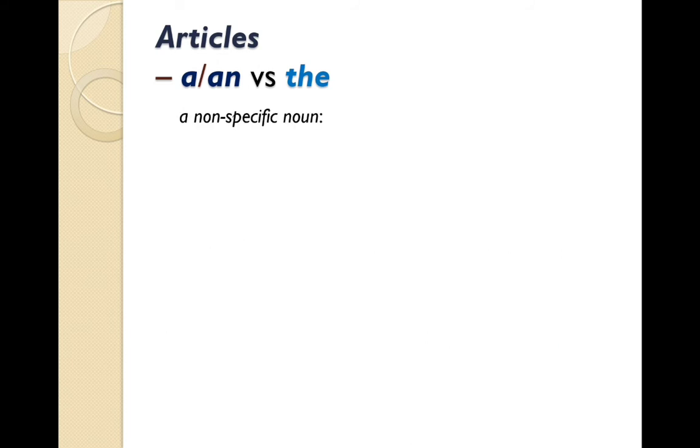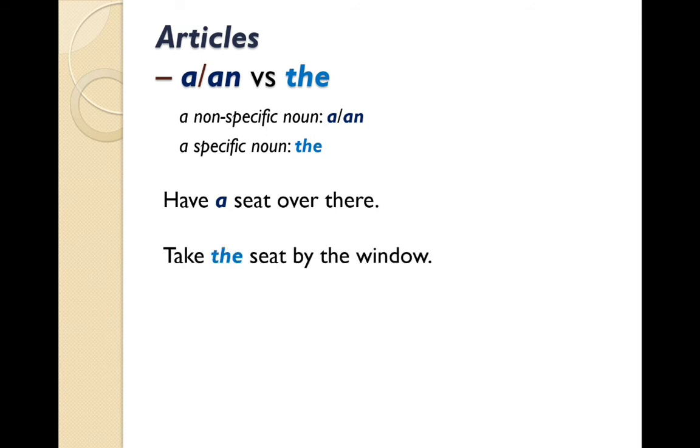With non-specific nouns, we use a or an, and with a specific noun, we use the. Have a seat over there. When we say a seat, there are a number of seats, and it doesn't matter which seat you choose. Take the seat by the window. In this phrase, I'm referring to a specific seat, the one by the window. I'd like an apple. Any apple, I don't care which apple. I want the red apple. Because we're referring to a specific apple, in this case the red one, we must use the.